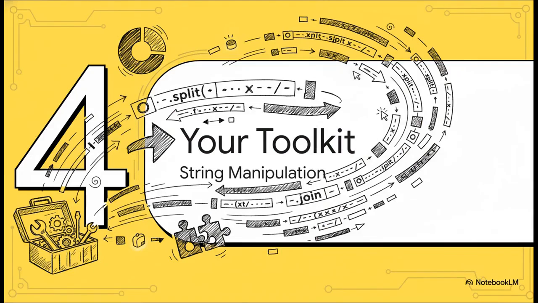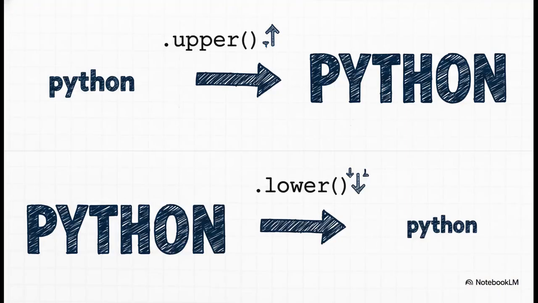Okay, it's time to build out your toolkit. We're going to do a quick rapid-fire round of the most essential, most used string methods. These are the tools you're going to be reaching for pretty much every single day. First up, .upper and .lower. Super simple, but you'll use them all the time. This is how you standardize text, which is absolutely crucial if you want to make accurate comparisons in your data.